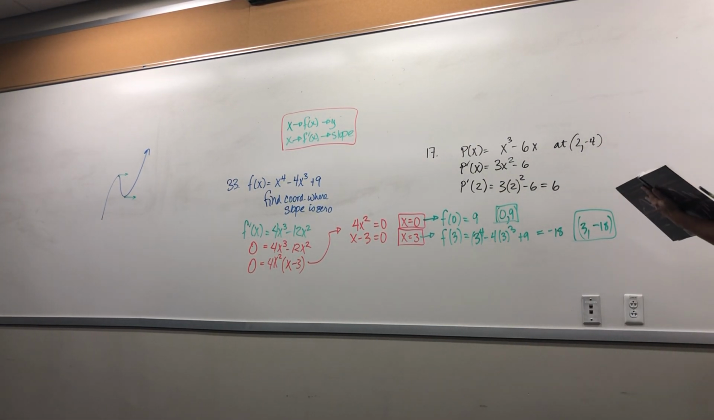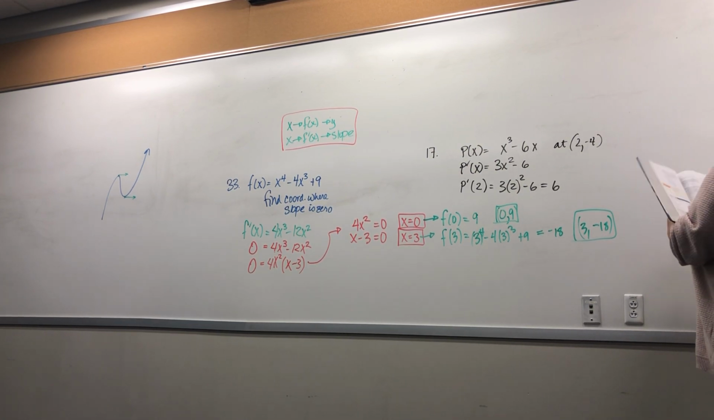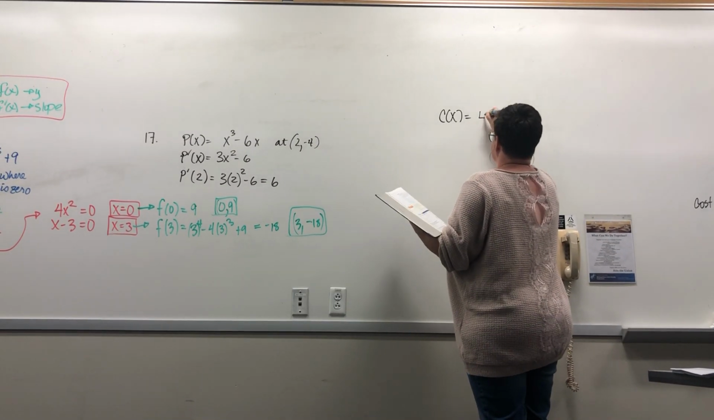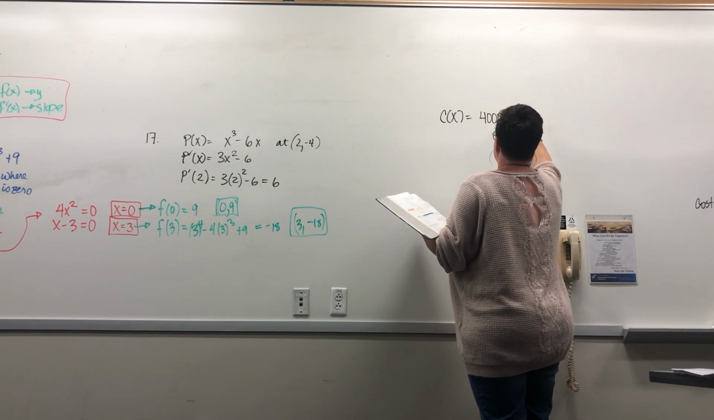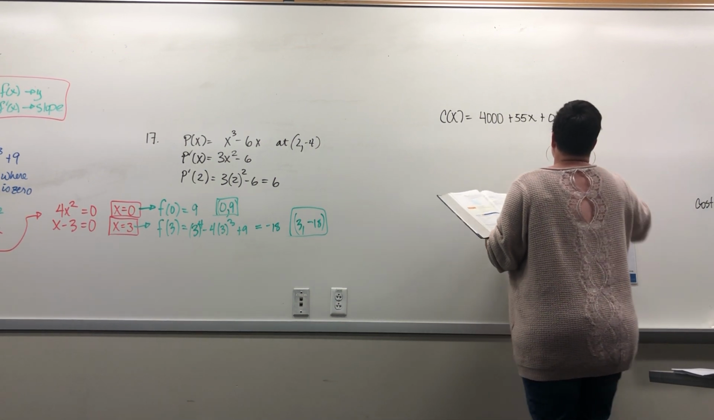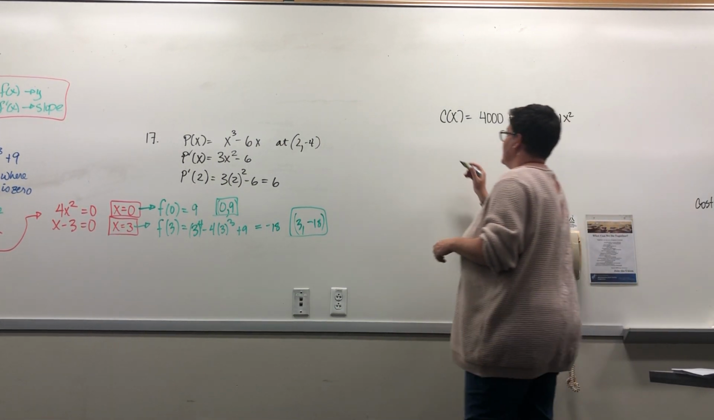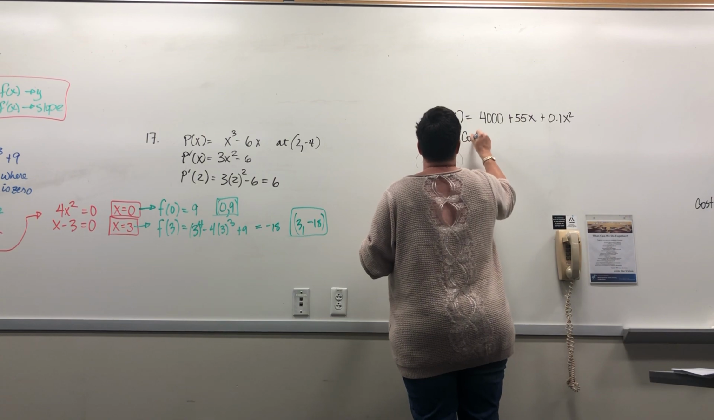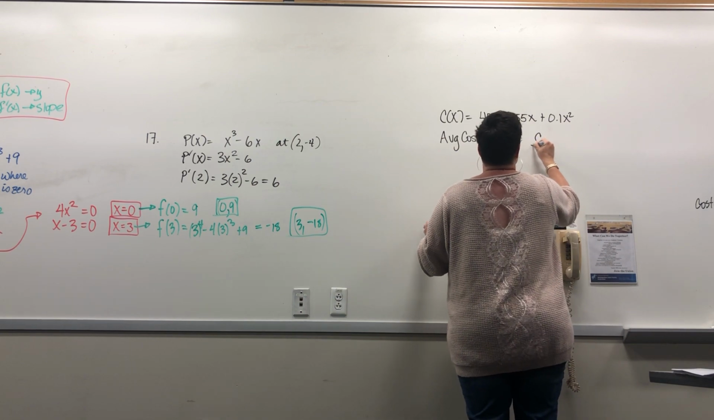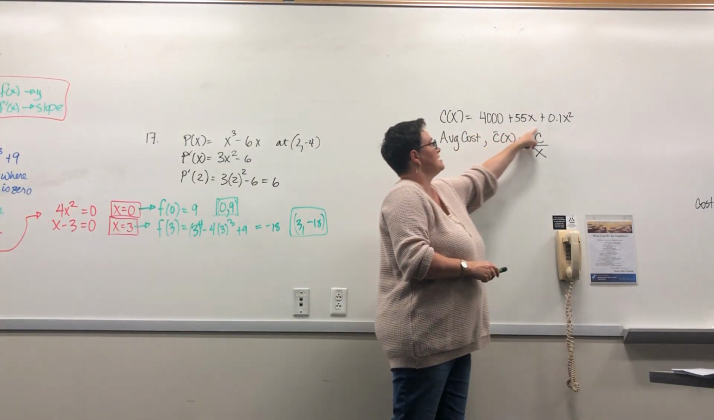Okay, so number whatever it is. Cost and average cost. We're given a cost function, C of x equals 4,000 plus 55x plus 0.1x squared. And then they tell you how to build an average cost function out of that. Average cost, C bar of x, equals cost divided by x. So how am I going to build average cost out of this?